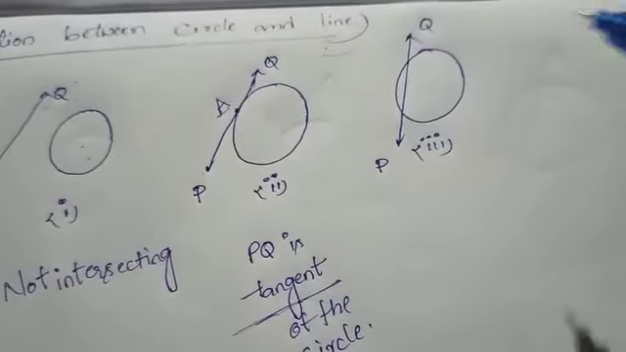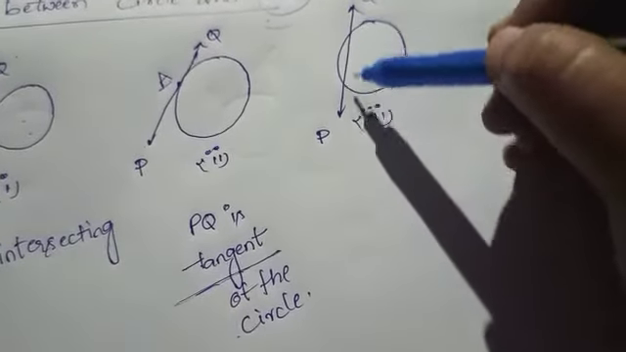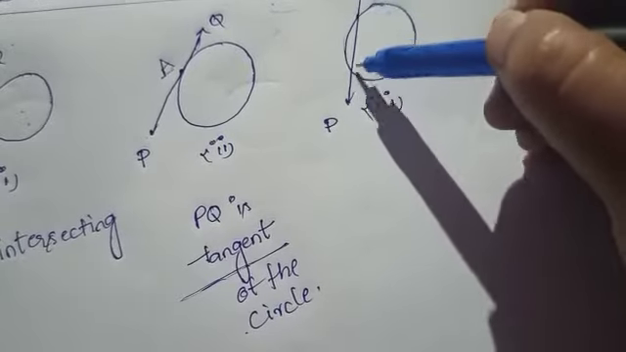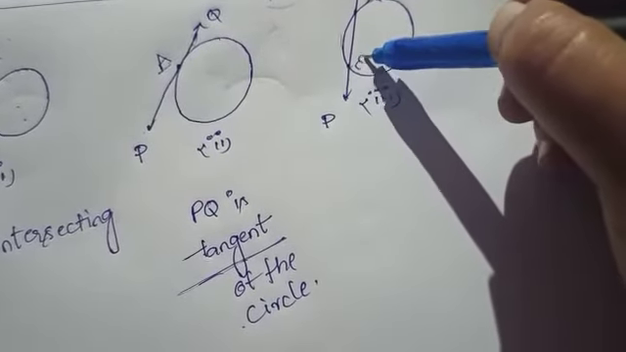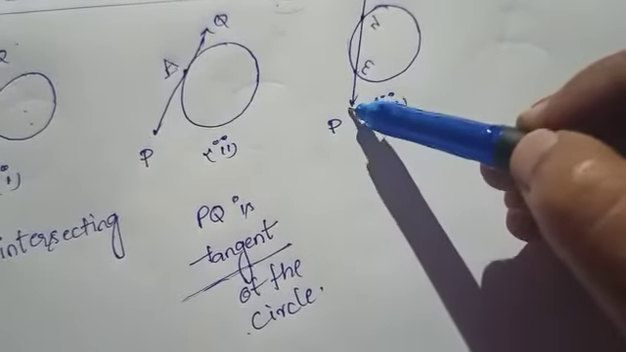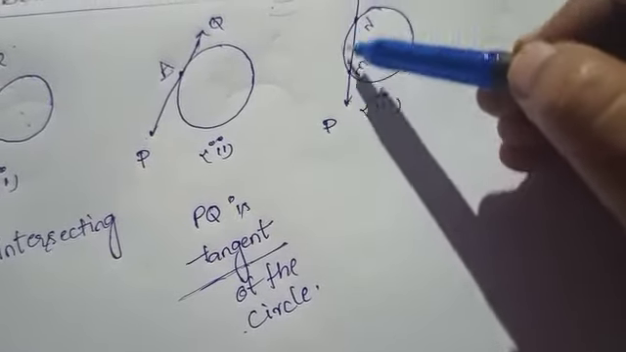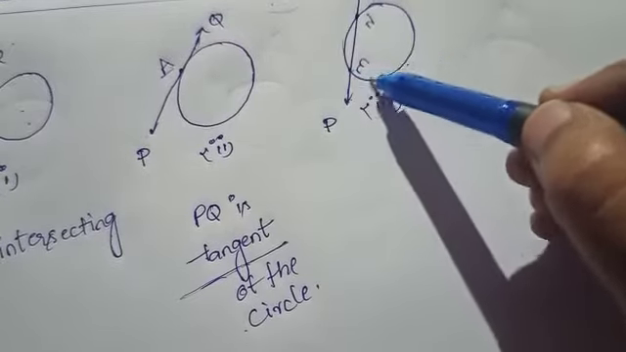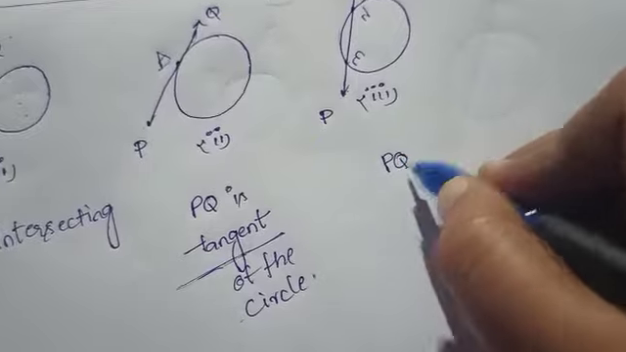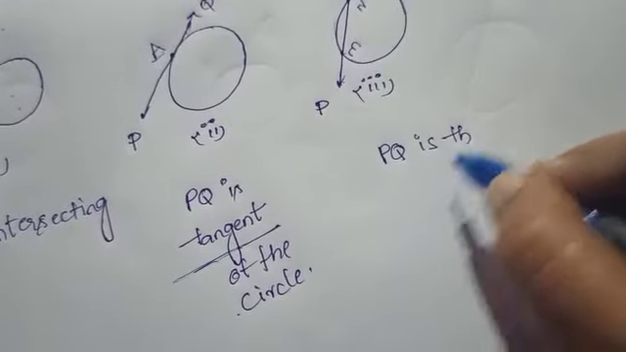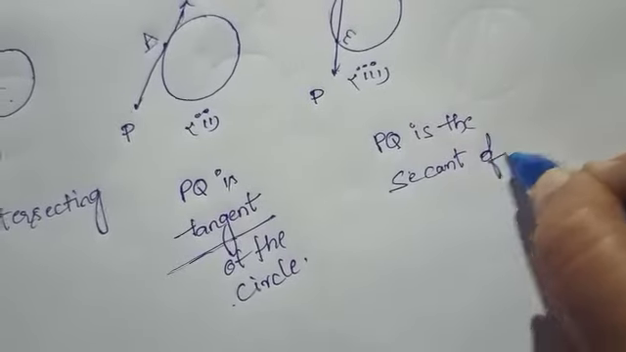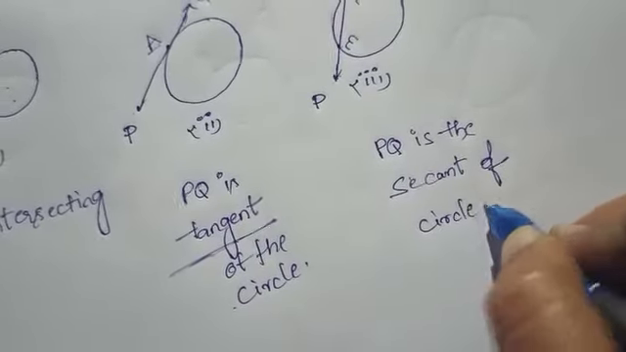Next, PQ line touches the circle at 2 points. Let these points be M and N. Here this line intersects the circle at 2 points. So PQ is the secant of the circle. Is it clear?